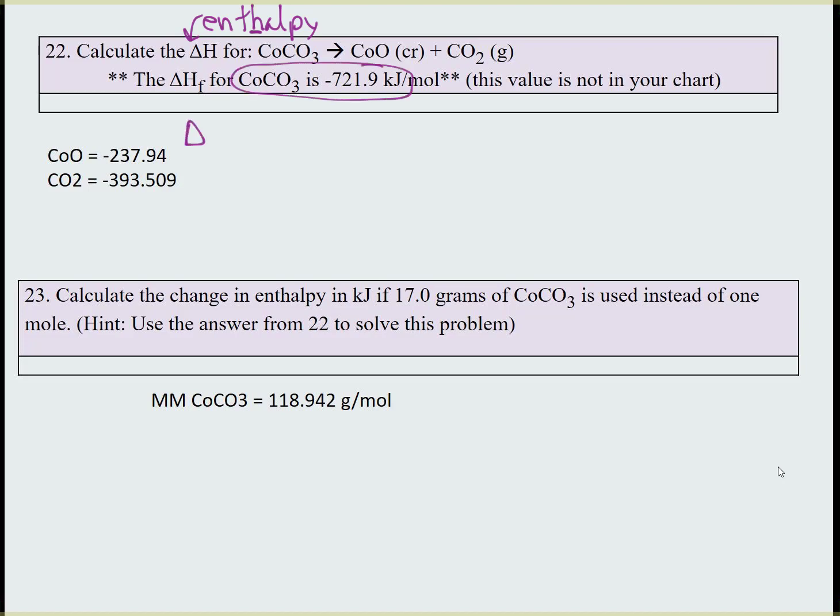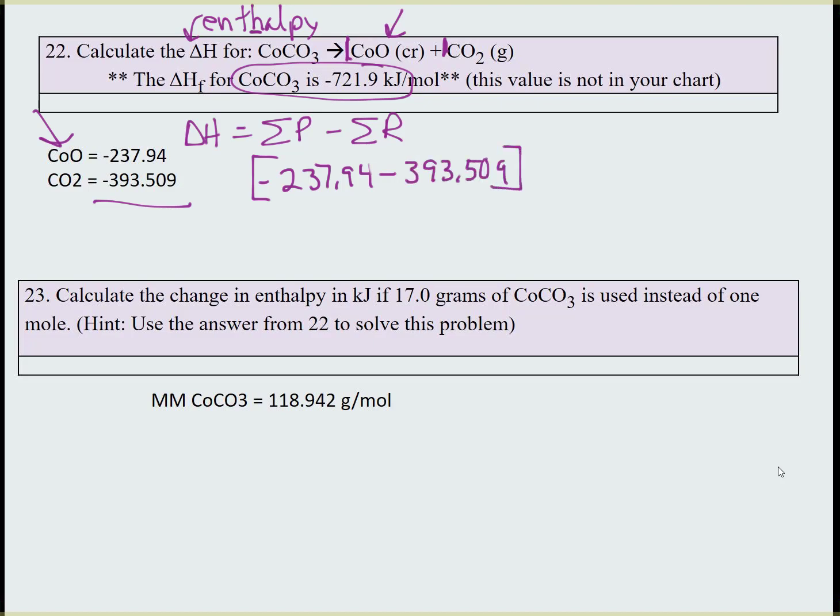Remember, the formula is to take the sum of the products minus the sum of the reactants. So I'm going to look over here on the right-hand side first. And I have CO, and I already looked up these values. They're right here. So I'm going to use brackets for all of the products. So I'm going to do negative 237.94. And there's just a 1 there. So multiplying it by 1 is just going to be the same thing. And then I add it to 1 mole of the CO2, which is right there. So that's a minus, a positive, and a minus. I'm going to get a minus. So minus 393.90. And these are kilojoules per mole.